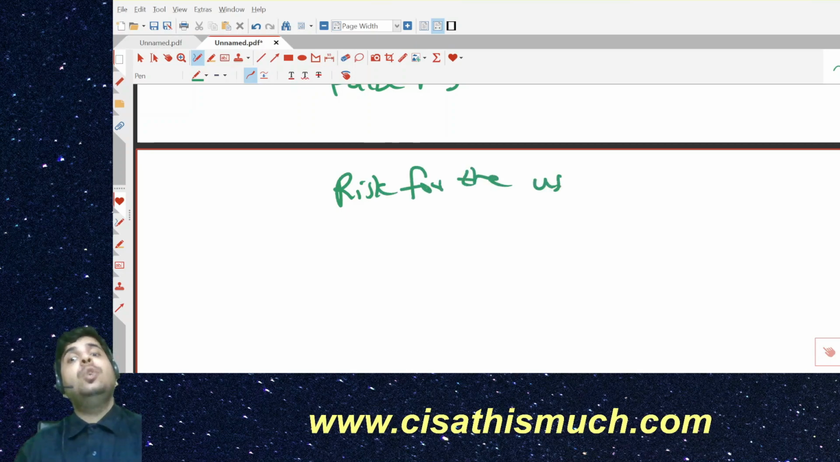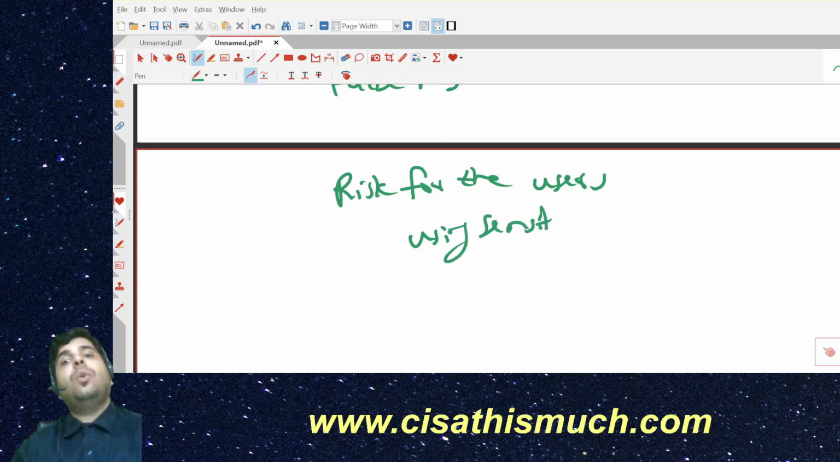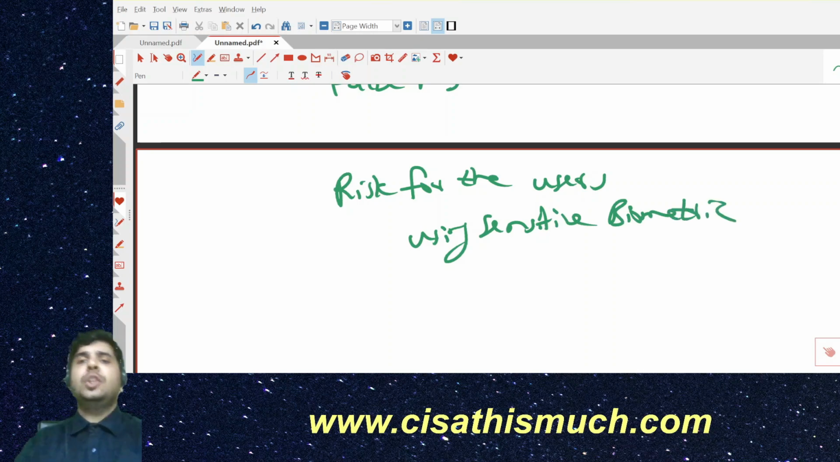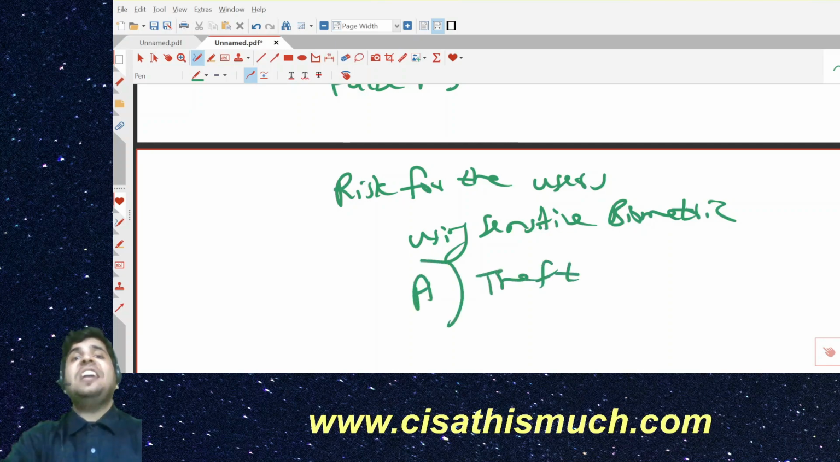Risk for the users using sensitive biometric. In that case, the answer will be option A, which is theft of personalized individual data. Theft of health information. So that's a risk for the users, right? Instead of the word vulnerability, they're using the words risk for the users. The answer becomes option A in that particular question.